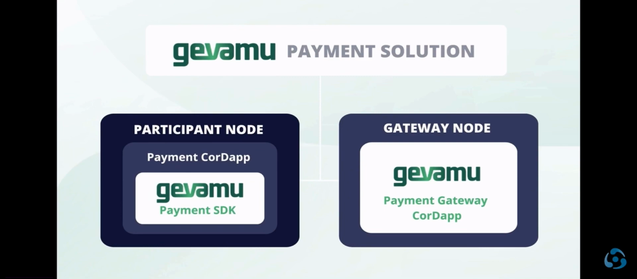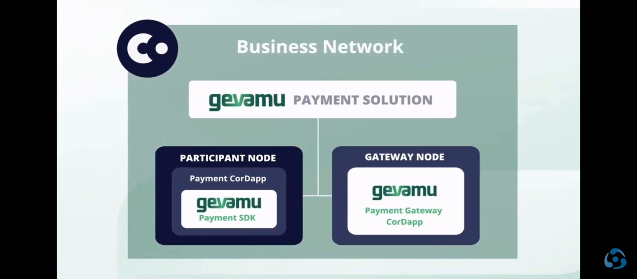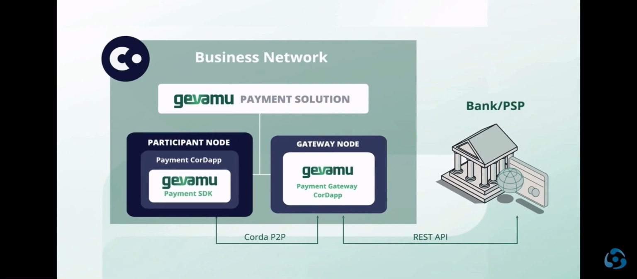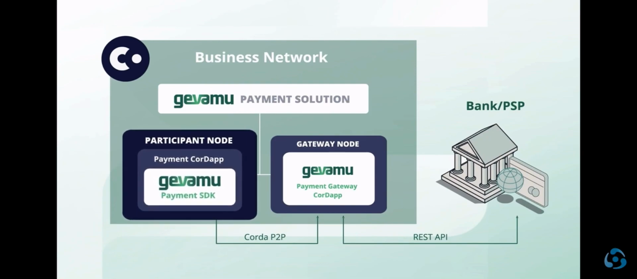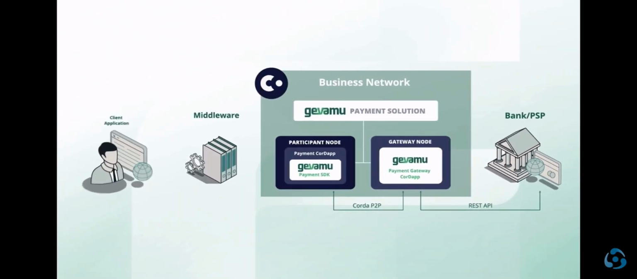The solution enables users of a Corda business network to connect to associated off-chain banks and other PSPs. Let's look at each GovMO payment solution component in more detail. The GovMO Payment SDK is a Kotlin library containing classes and methods used by the payment workflow. The SDK's functionality is a part of a custom payment core app built by the BNO or a third party and installed on the participant's node in a Corda business network.